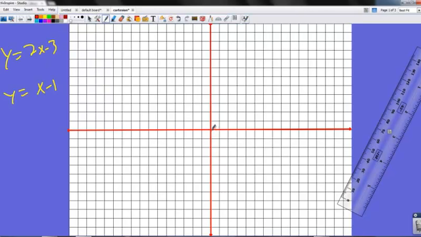So down negative 3. 1, 2, 3. Slope is 2. Up 2, right 1. Up 2, right 1. Up 2, right 1. Good enough for now. Second one, go to negative 1. Slope is 1, so 1 over 1. Up 1, right 1.